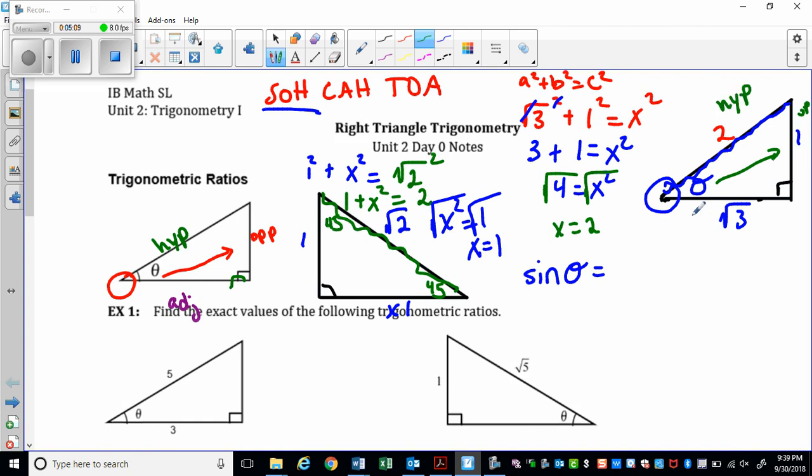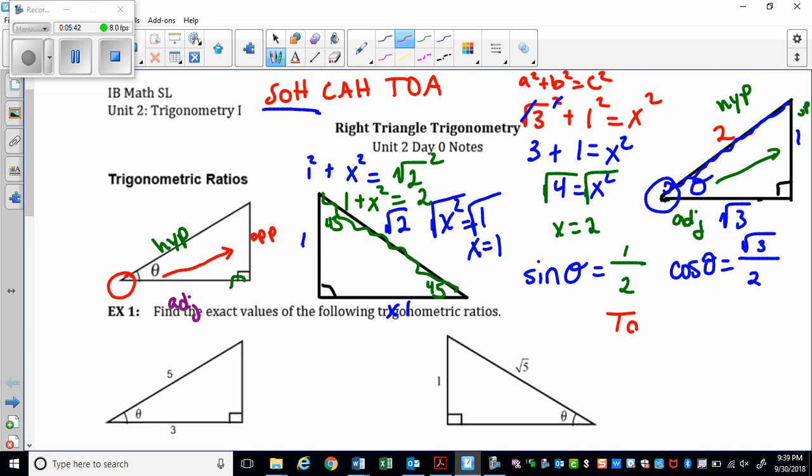So that makes the square root of 3 my adjacent side. Okay, and we're going to need this. Sine is opposite, which is 1, over the hypotenuse, which is 2. Okay, cosine of theta. Cosine is adjacent, which is the square root of 3, over the hypotenuse, which is 2.